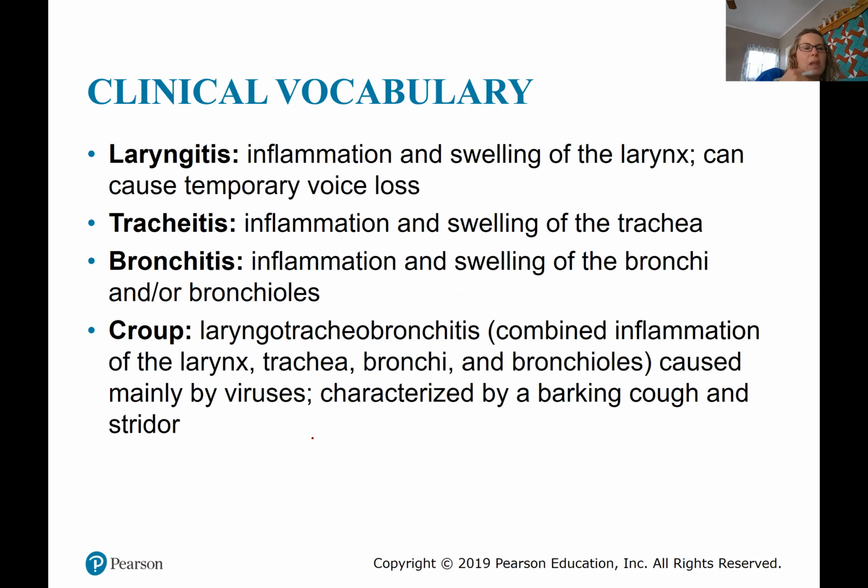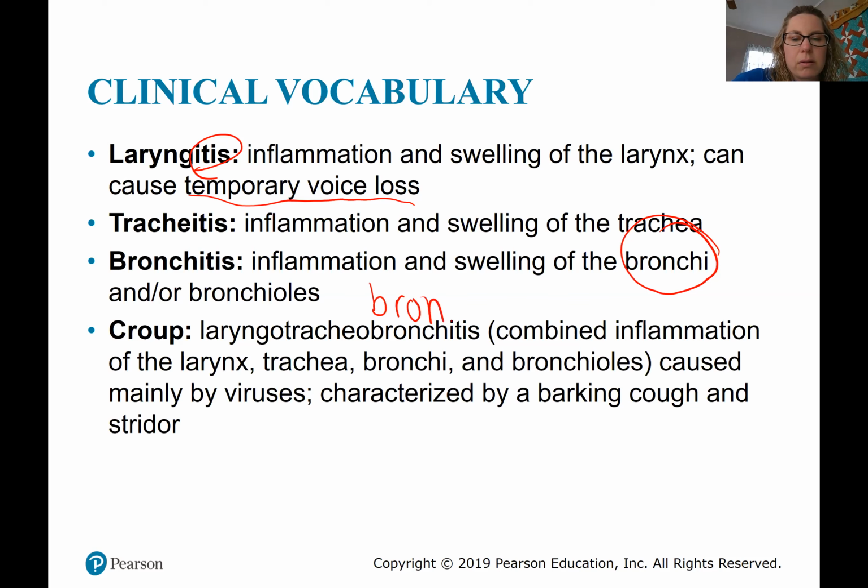A couple other terms. These are all pretty easy. Add a structure with it and put itis on the end of it means inflammation of it. So laryngitis, if you've ever had that, you lose your voice, you can't hardly talk, you might have to whisper. Tracheitis, inflammation of the trachea. Bronchitis, inflammation of those bronchi. Maybe some of you have had that before.